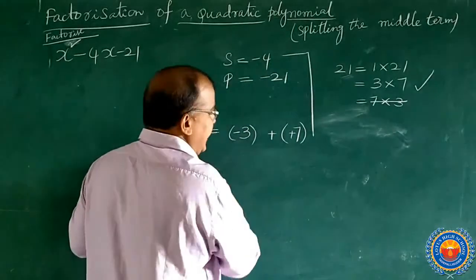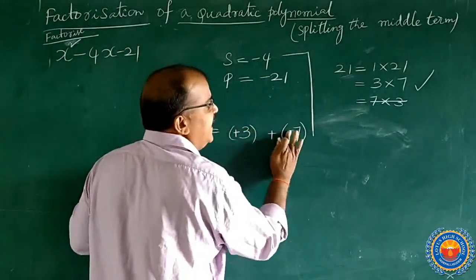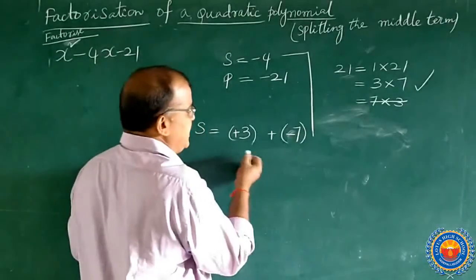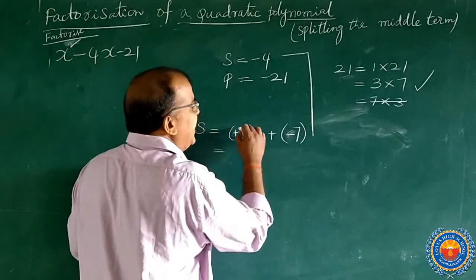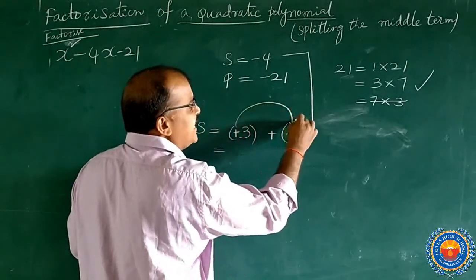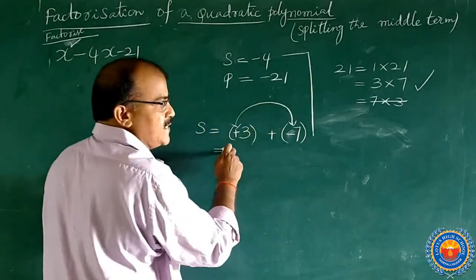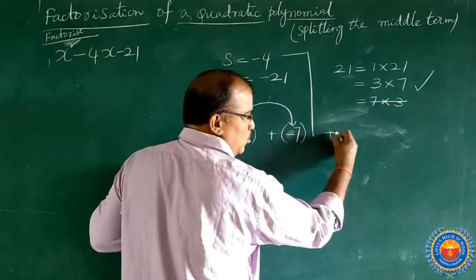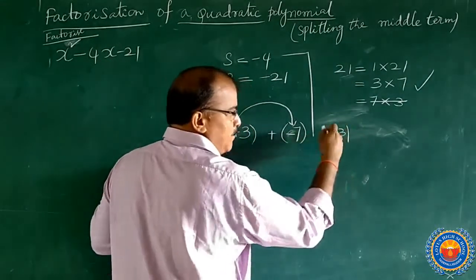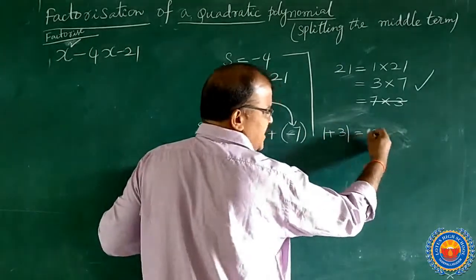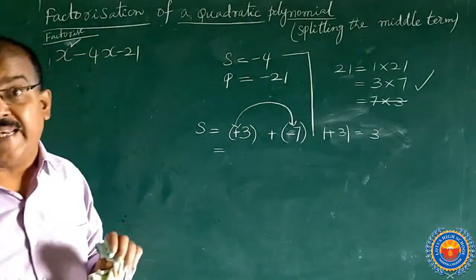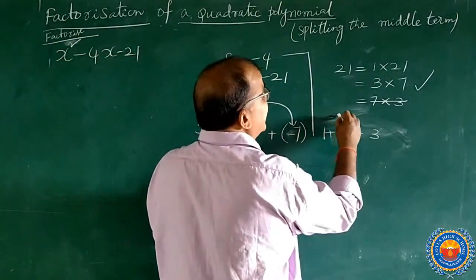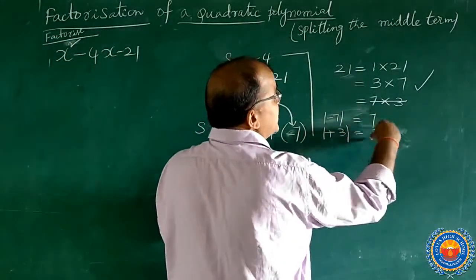That's why once again, this will be plus 3 and this will be minus 7. If you want, directly, for different signs, take the difference. What is the absolute value of plus 3? This is the modulus symbol. The absolute value of plus 3 is equal to 3. What is absolute value? The number without sign. What is the absolute value of minus 7? It is equal to 7.